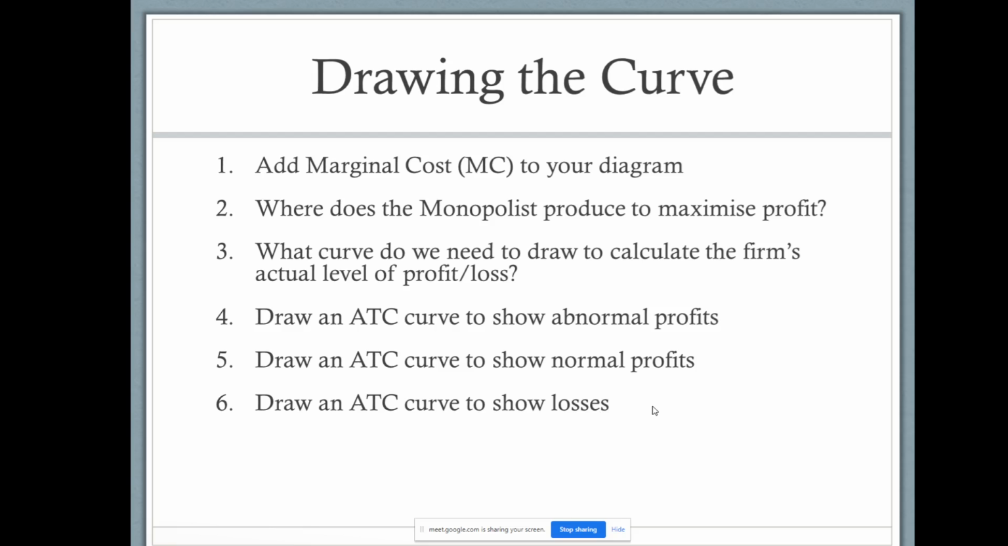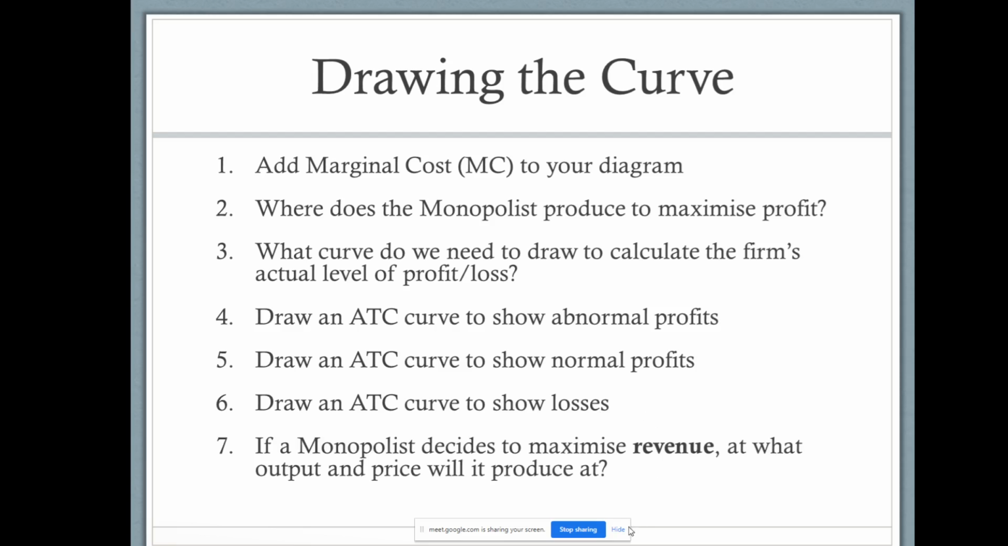And at the end, it'll be great if you can also show me on the one at number four: if they're not trying to maximize profit, if they're trying to maximize revenue, which output and price will they produce? So 4, 5, 6, 7. Just try to finish all the tasks here.